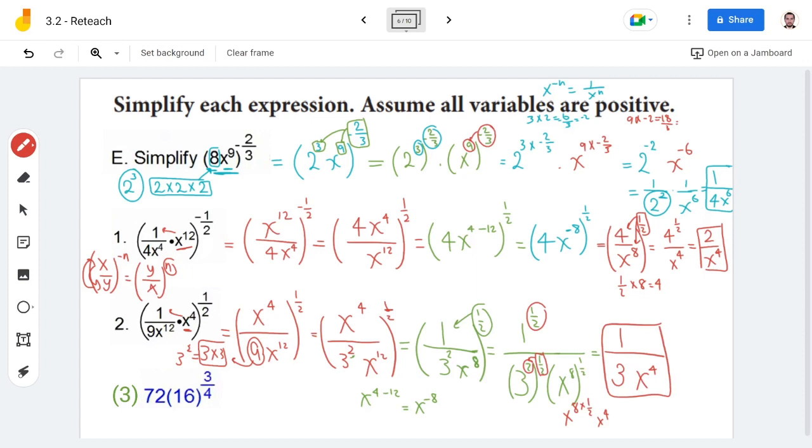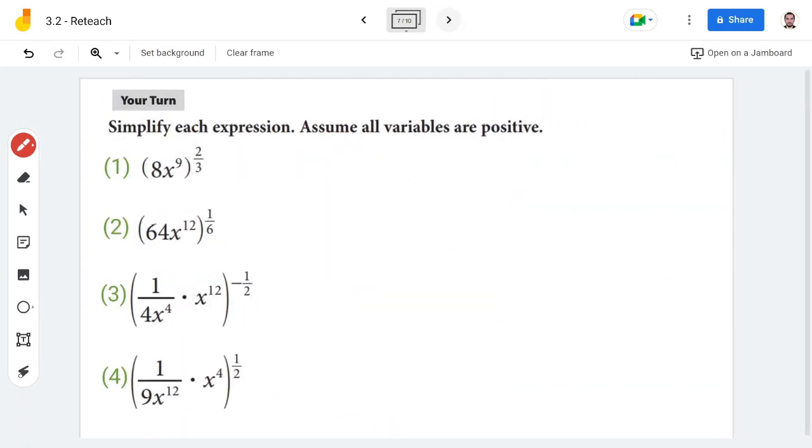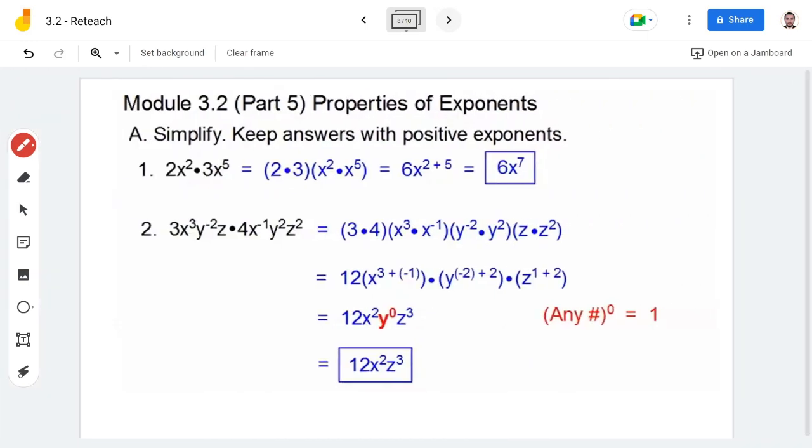I hope this is easy to understand, but I told you there is no shortcut to solve it. You have to practice, practice, practice to understand and see how you can do this. Other questions you can simplify by taking the numbers on one side and the variables on another side. Then you can multiply the numbers to become 6, and you can add the powers 2 plus 5, which is equal to 7.